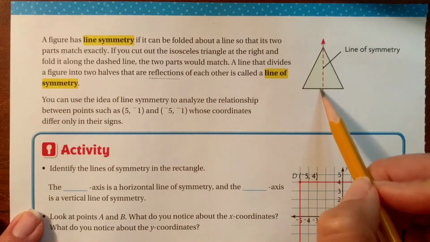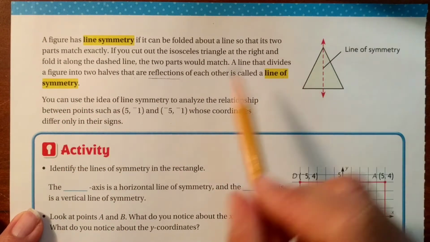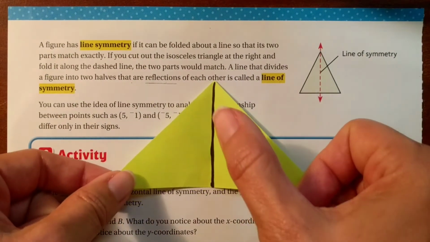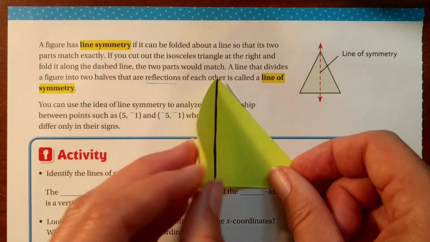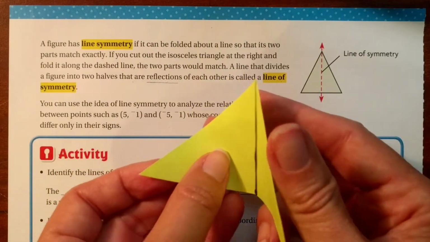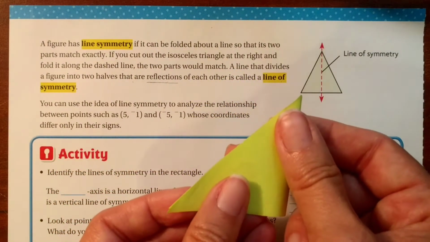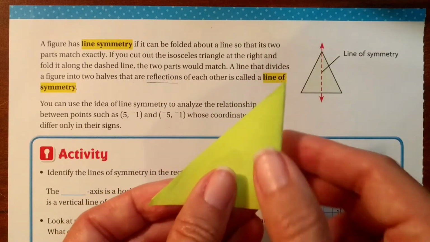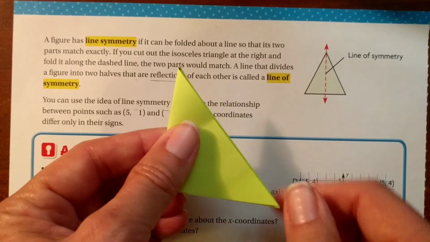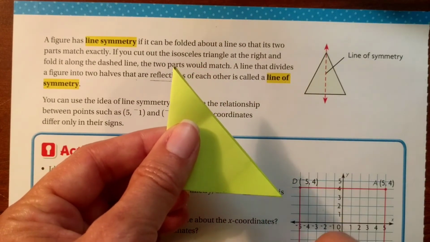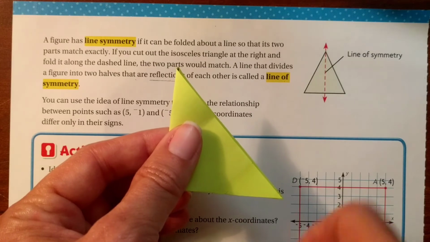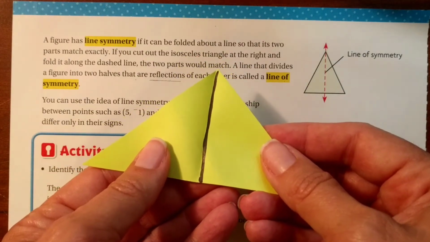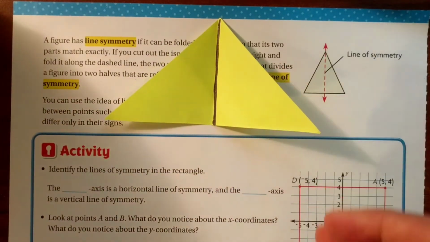So this is the line of symmetry. All right, so this is a line of symmetry in this triangle. If I fold it on the line of symmetry, it is exactly along the line of symmetry. There's no edge sticking out because it's perfectly even on both sides of the line of symmetry. So that's a good example.